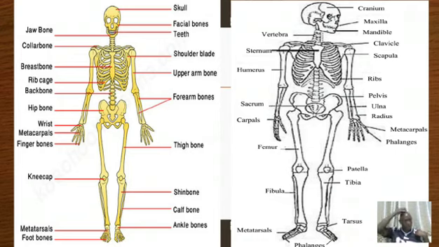Skull, jaw bones with teeth, skull or cranium, then jaw bones with the teeth, then we have the collarbone, call it the clavicle. Then from the clavicle, at the shoulder, there is a bone here. When you press, there is a bone here. This bone is what we call the shoulder blade, also called the scapula. Clavicle, then scapula.